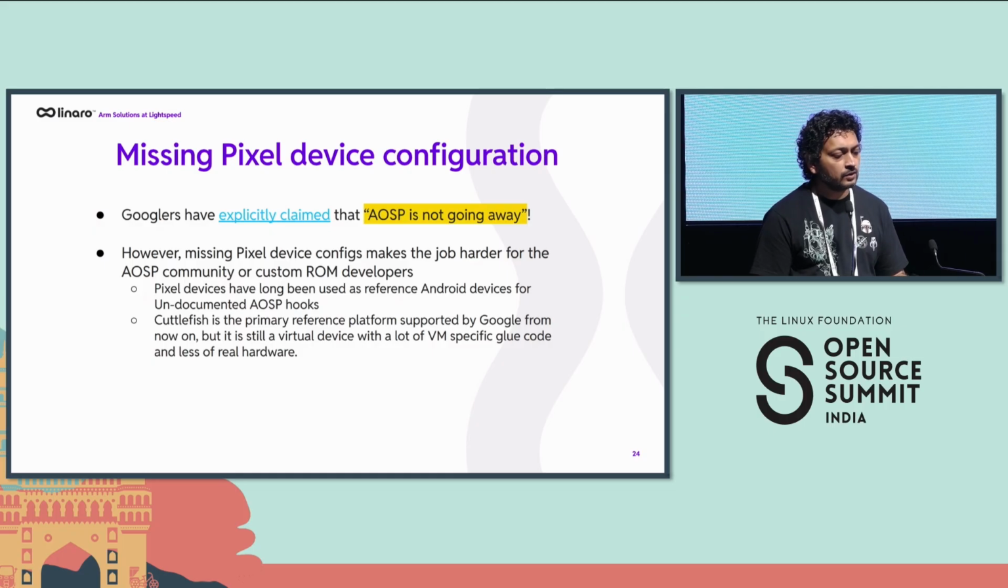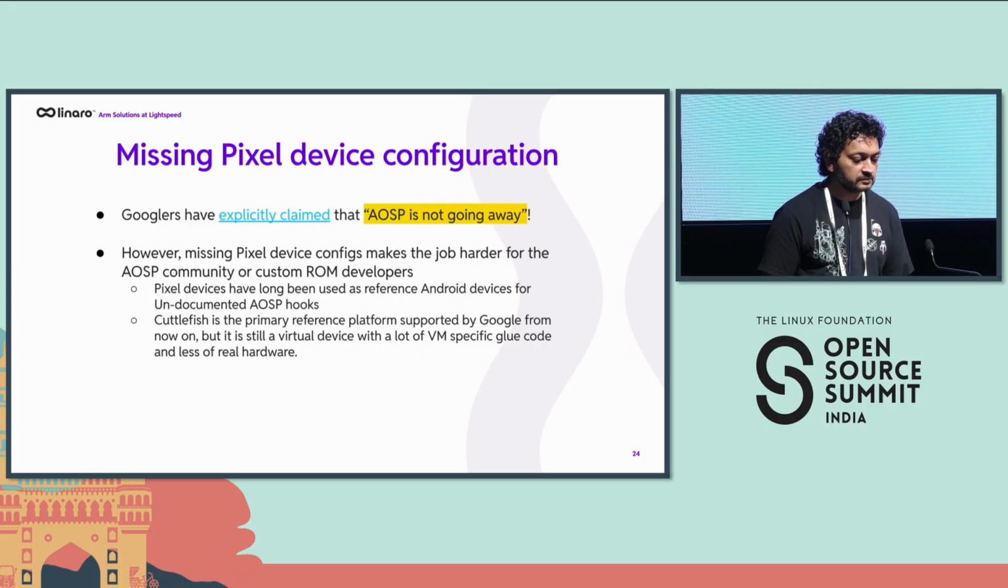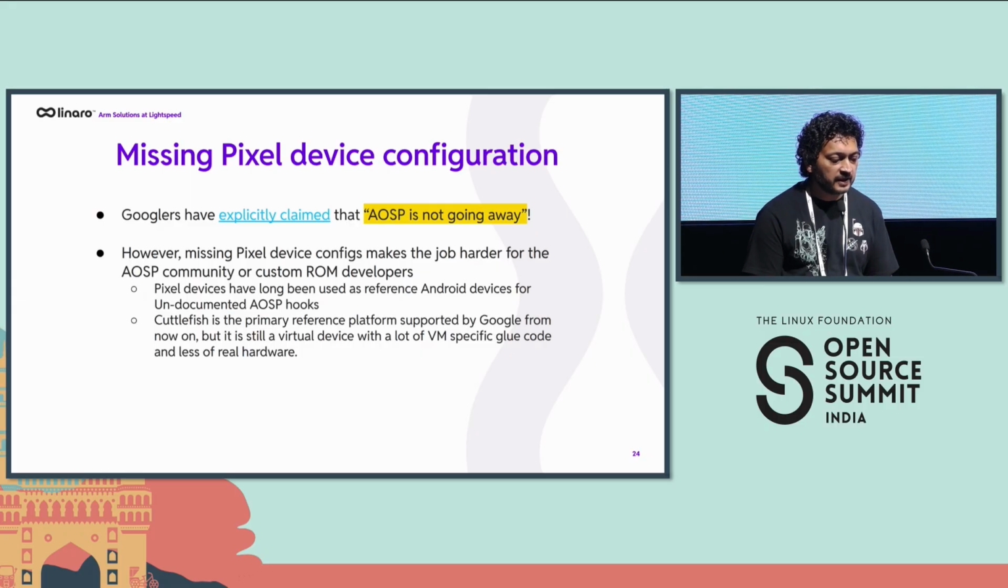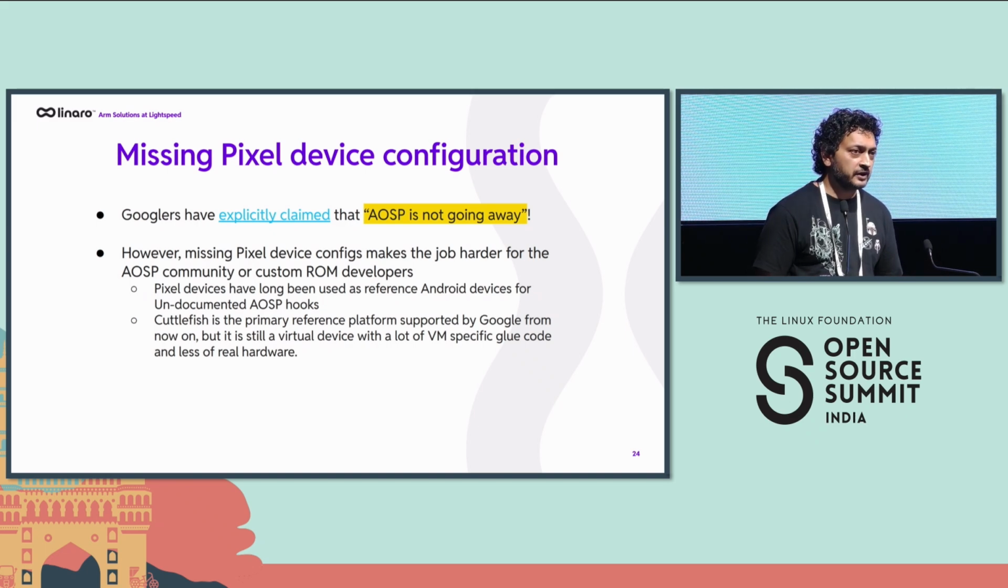In reality, though, the pixel devices have long served as reference platforms for undocumented aosp hooks, so missing pixel device configurations are considered to be a big setback for custom ROM developers. Cuttlefish is great and all, but it is still a virtual device with a lot of VM-specific glue and a lot of cuttlefishness and less of real hardware.